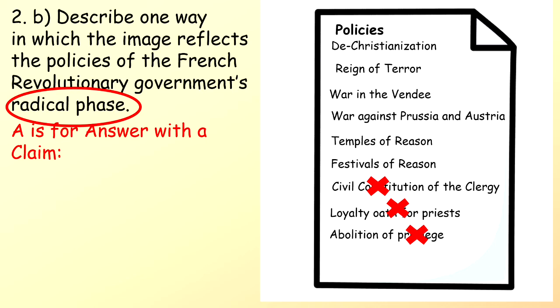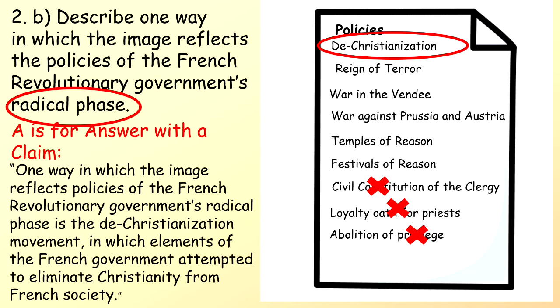Of all of these, I think the one that fits the image best, the one that's most useful, is dechristianization. So I might answer with this. I might say, one way in which the image reflects policies of the French Revolutionary government's radical phase is the dechristianization movement, in which elements of the French government attempted to eliminate Christianity from French society. So in that part, I've answered the question. I still need to cite some evidence.